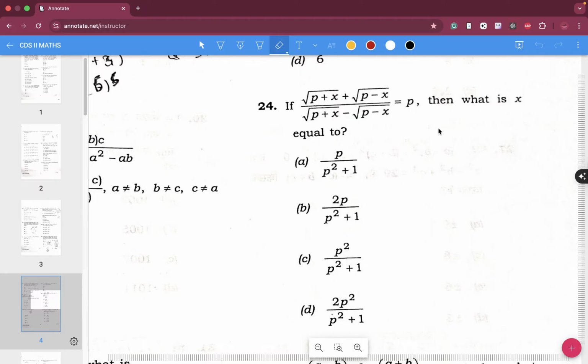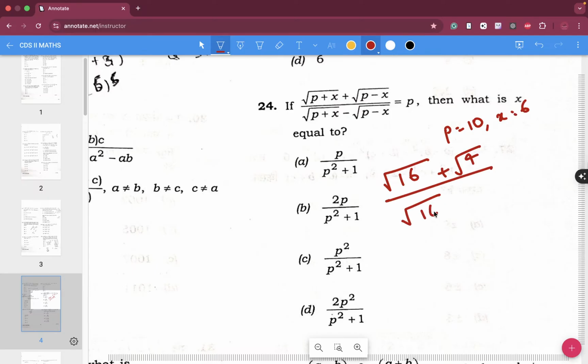Can we think of p is equal to 10 and x is equal to 6, right? If we think like that, so what happens? Root under p plus x, root under 16, plus root under p minus x, p is 10 minus x is 6, so root 4, divided by root under p plus x minus root under p minus x. This value is 4 plus 2, which is 6, and over here 4 minus 2 is how much? 2. Now it is giving us how much? 3, right? So this is not working out.